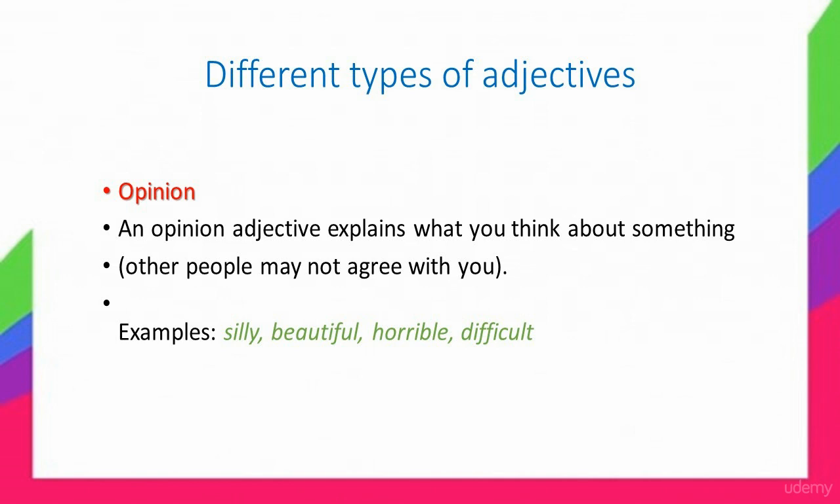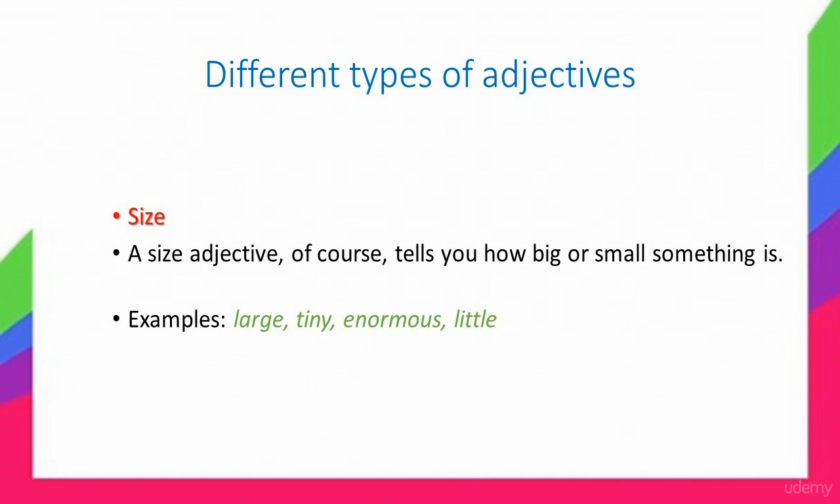So here are different types of adjectives. Opinion adjectives. An opinion adjective explains what you think about something, and other people might not agree with you. Examples are silly, beautiful, horrible, and difficult. Size adjectives. A size adjective, of course, tells you how big or small something is. Examples are large, tiny, enormous, and little.